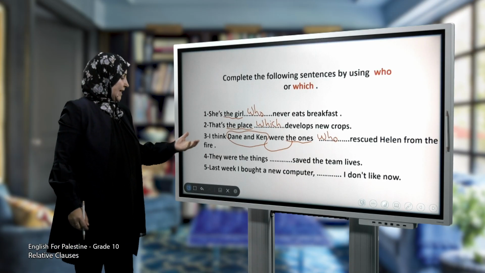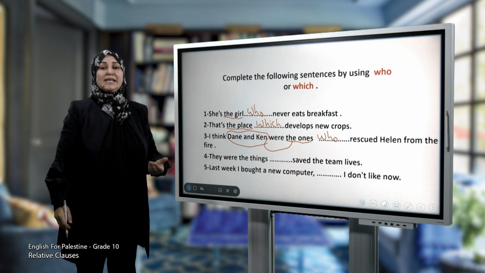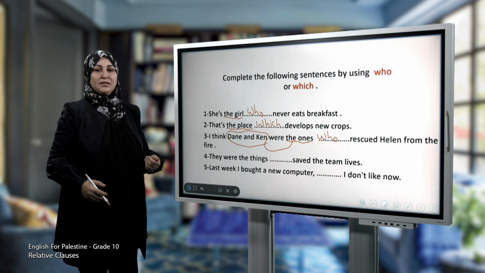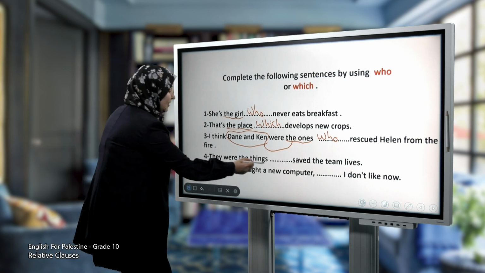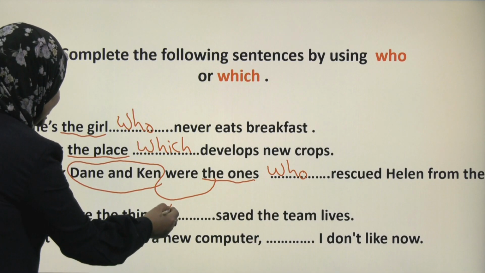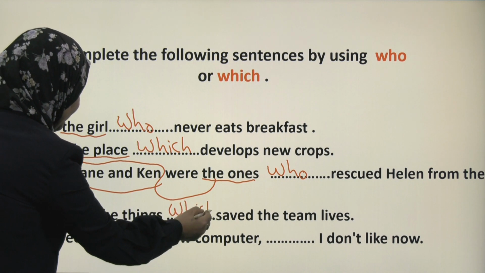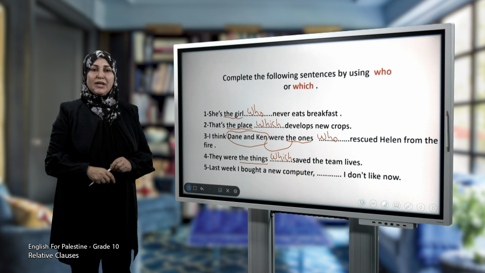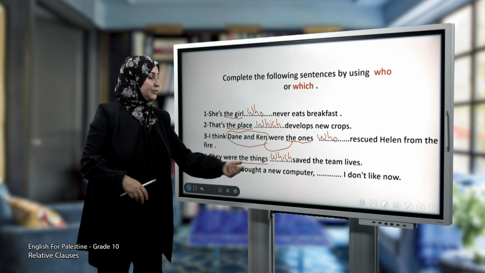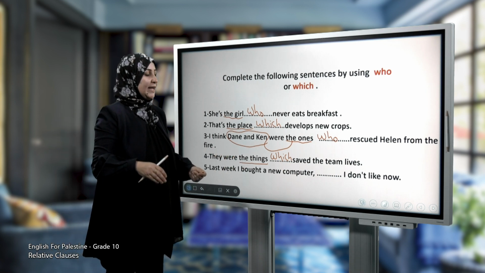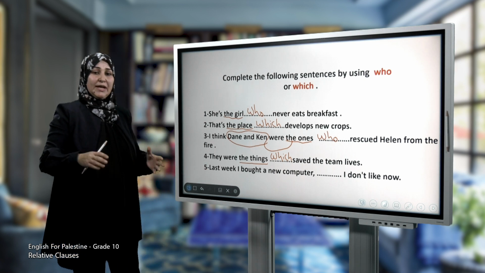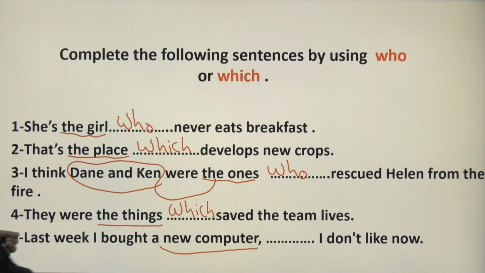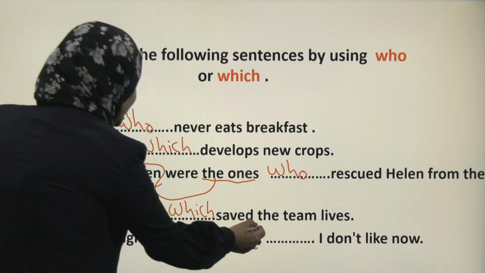Number 4: they were the things which saved the team's lives, so we use which for things. Number 5: last week I bought a new computer which I don't like now. Here we are talking about the new computer, so we use which.